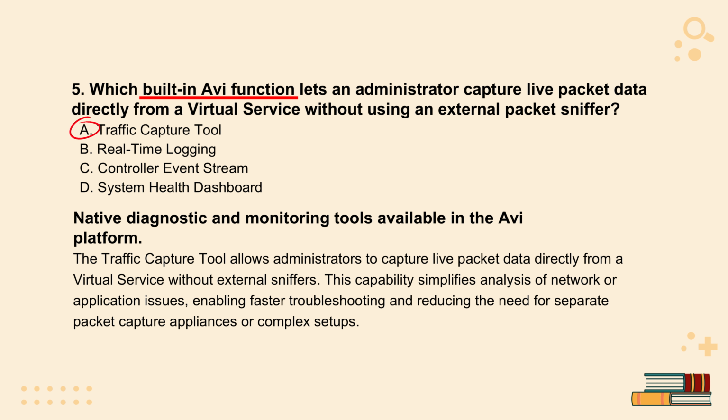Exactly. The integrated traffic capture tool lets you just go to the Avi UI, select the virtual service you're interested in, define some filters if you want, like client IP, and hit capture. Avi then captures the packets directly on the relevant service engine handling that VS traffic, and lets you download the capture file, like a PCAP, right from the UI. Wow, okay. So no external tools needed, no complex setup on hosts. None.